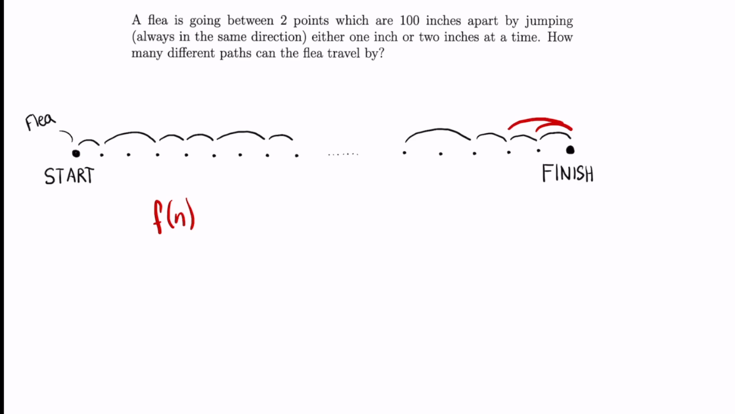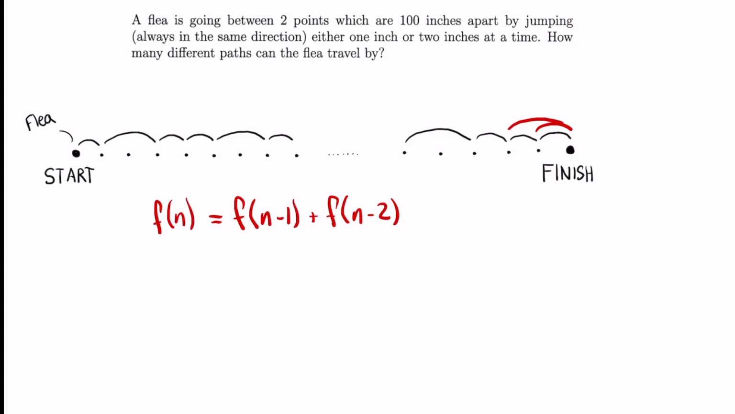But as we just discovered, the flea can take two different paths to get to point n, namely from point n-1 and point n-2. So f of n is just given by the sum of f of n-1 and f of n-2. This is a recursive formula for f of n that can be solved using known methods of solving recurrence relations.